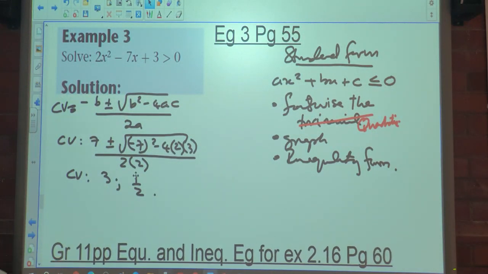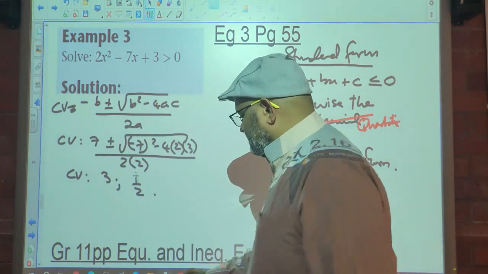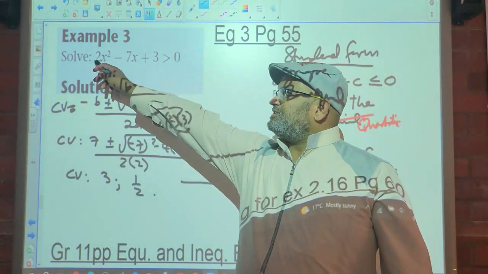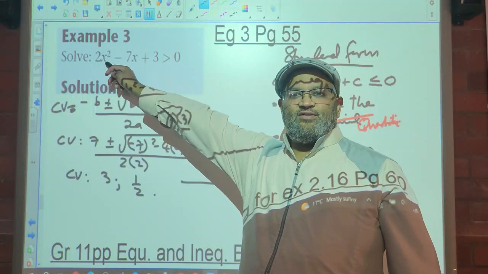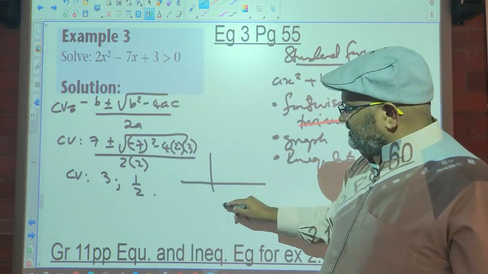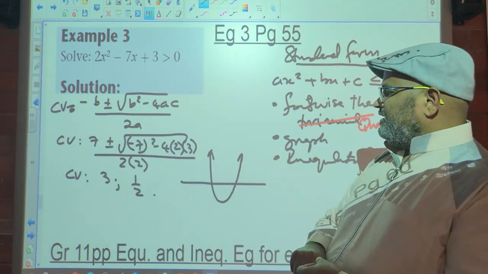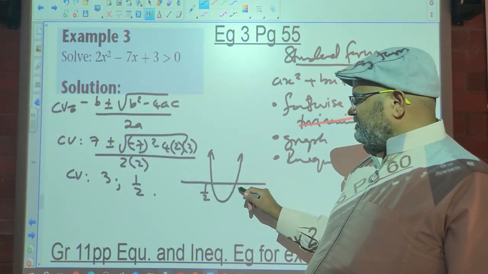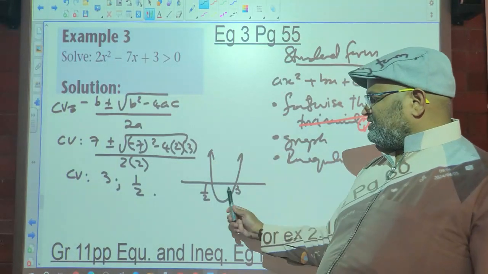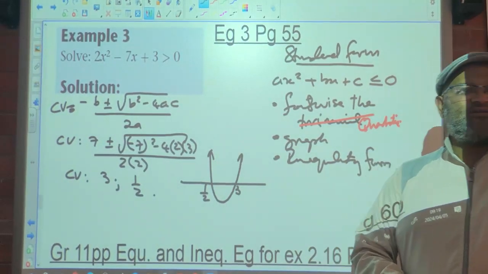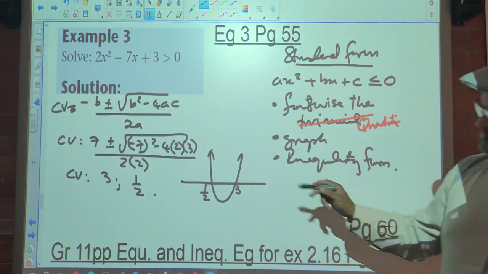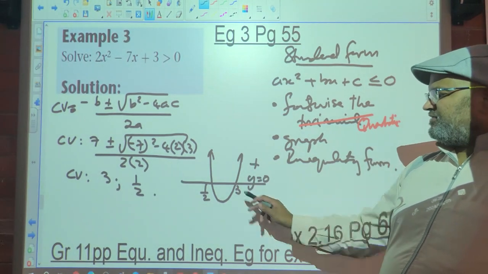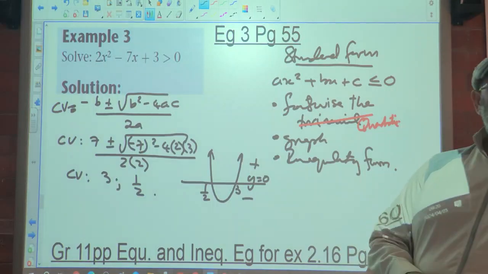We graph it. Is the graph smiling or frowning? So where do we check? Just before we do the critical values. The graph is smiling. What value goes here? And here? As you can see, 3 is more positive than half. Okay. This is y is equal to 0. Above that will be positive, and below that will be negative.